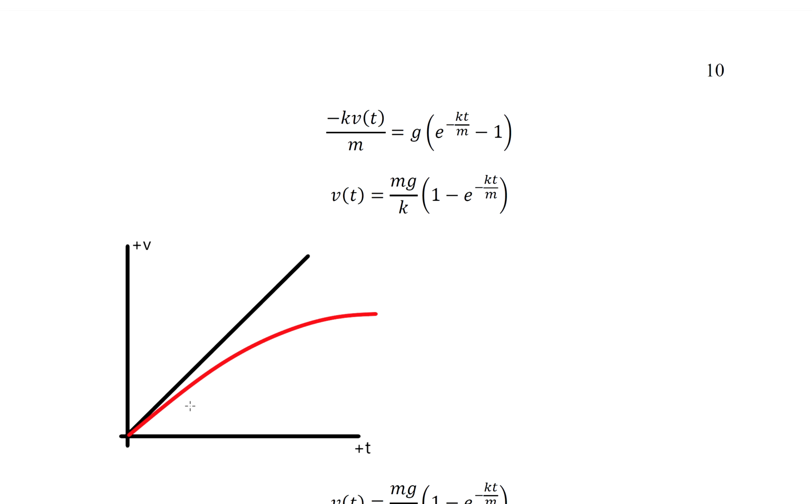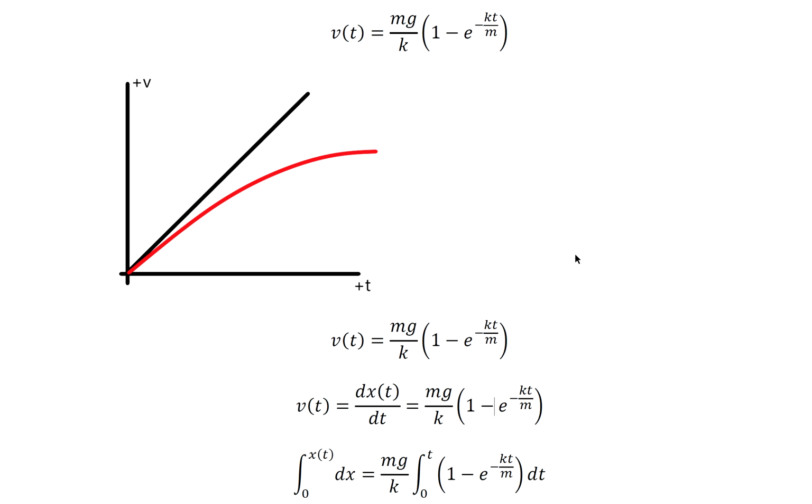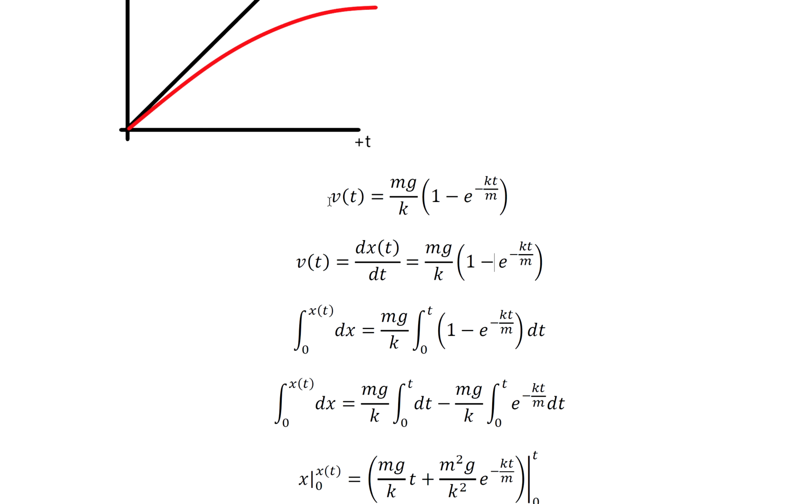So we get a graph that looks like this, the red graph. And the terminal velocity we could see as t goes to infinity, e to the minus infinity is 0. So the terminal velocity is mg over k. So we have this equation for velocity as a function of time.